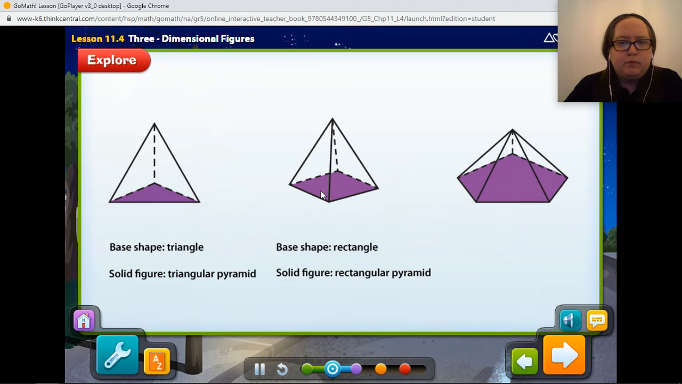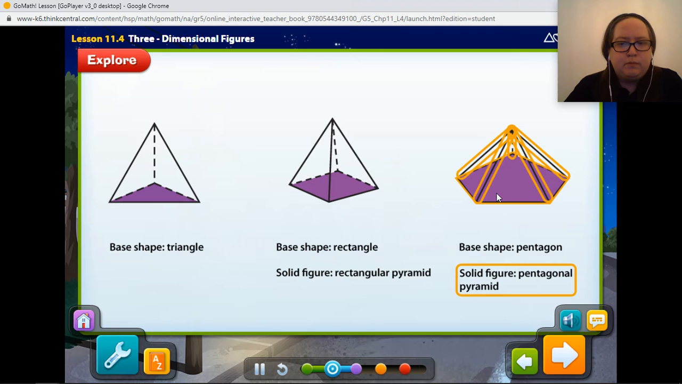What is the base shape of this pyramid? The base shape is a pentagon. What kind of solid figure is it? The base shape of this polyhedron is a pentagon, so this is a pentagonal pyramid.